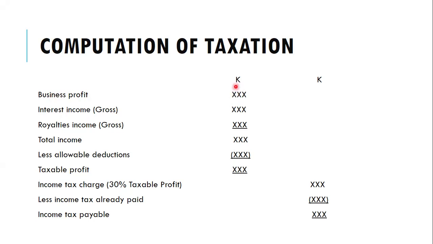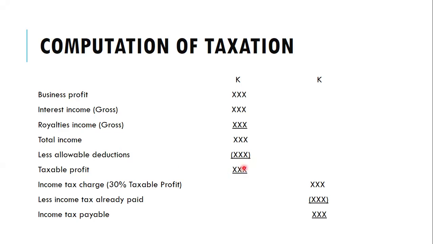So business profit is the tax adjusted profit. Then interest income, for instance, a company has investments in government bonds and is receiving a coupon. When they receive that coupon, it's added to the business adjusted profit, and it's supposed to be at gross. Then royalties as well are added, at gross. Then you're going to have the total income, then you deduct those incomes that are deductible, then you're going to have the taxable profit.